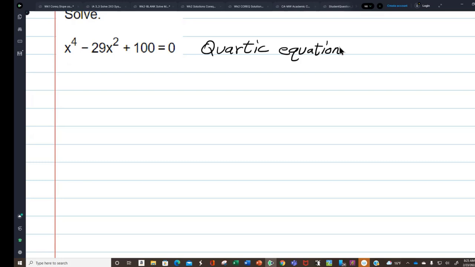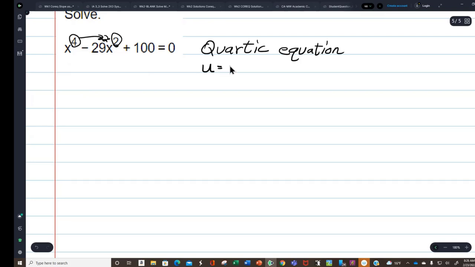But on rare occasion, the stars come together and you get something like this, where this power is 2 times this power. 4 is 2 times 2. When that happens, we can temporarily turn this into a quadratic equation and use the methods we know. So I'm going to do that, with a very old method going back to the early Middle Ages.